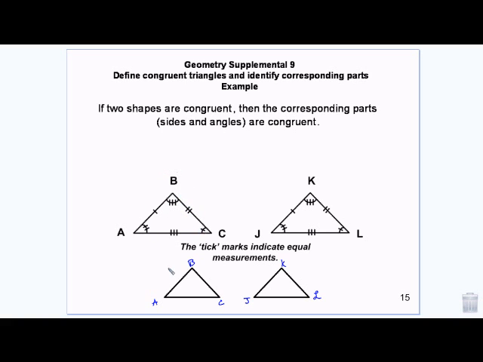Another way that we can show congruence of the angles is with multiple loops. So C and L were the same, so they each get one loop. Then A and J were the same, so they each get two loops. And then B and K could each get three loops. These mean the same thing, it's just a matter of preference. So either one, whatever one you like best.